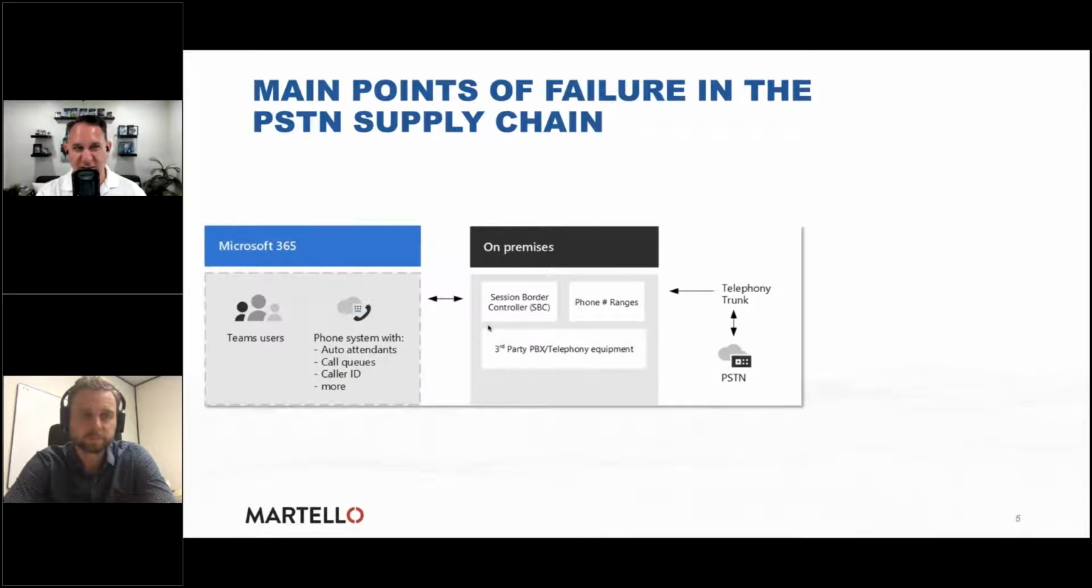So this paints the picture. On the left-hand side, you've got Microsoft 365, and of course you have Teams users. There's a phone system involved as well that ties back over to the on-premises solutions you have in the middle, with a number of different components. Might be a session border controller, which is going to be helpful for some of your security, for handling the SIP data as well, and helping with your quality of service, that kind of thing, your third-party PBX, telephony equipment, and so on.